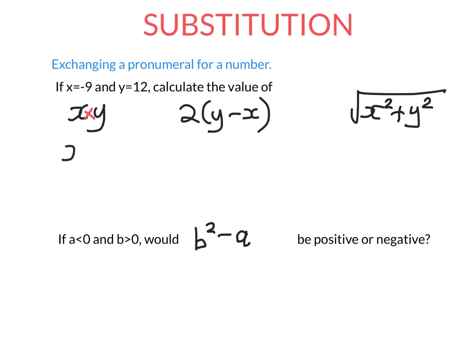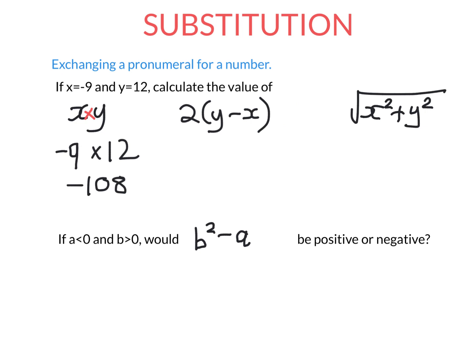So if I want to substitute x and y for -9 and 12 respectively, everywhere I see an x, I'm going to replace it with -9. And everywhere I see a y, I'm going to replace it with 12. So I just have -9 times 12. So 9 times 12 is 108, and because I'm multiplying a negative and a positive, my answer is negative. So that's my final answer. When you're asked to evaluate or calculate the value of an expression, your answer should be one number only.